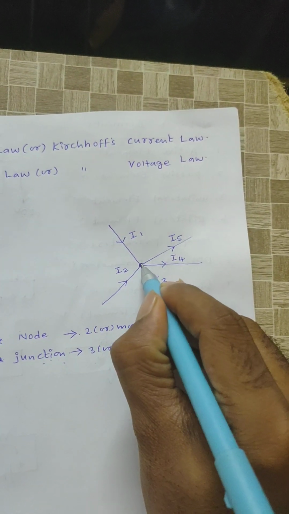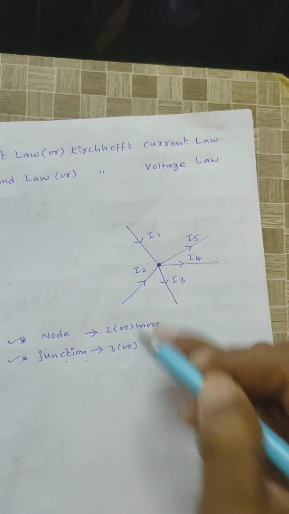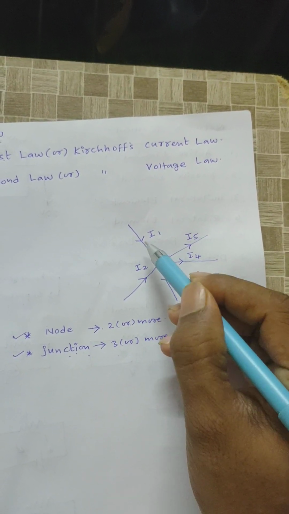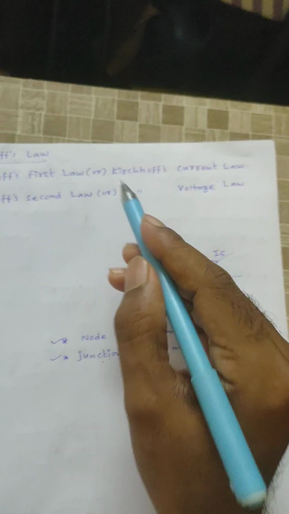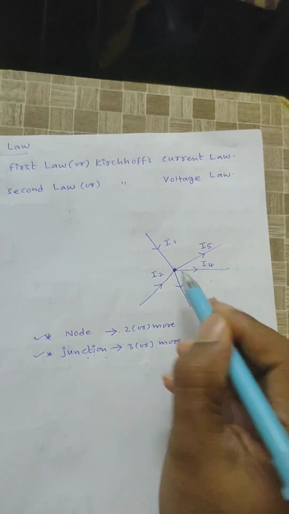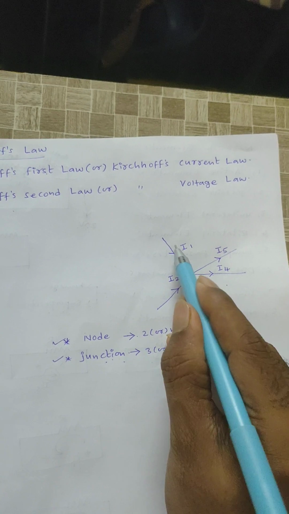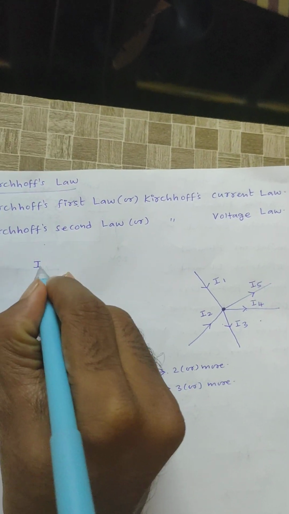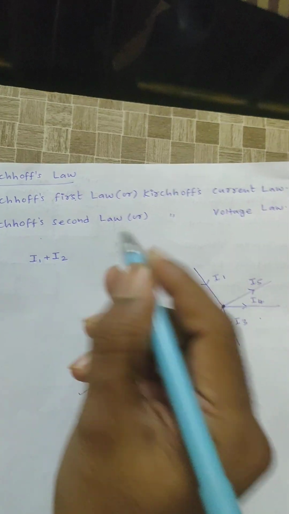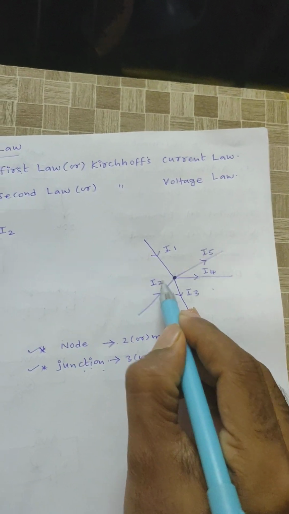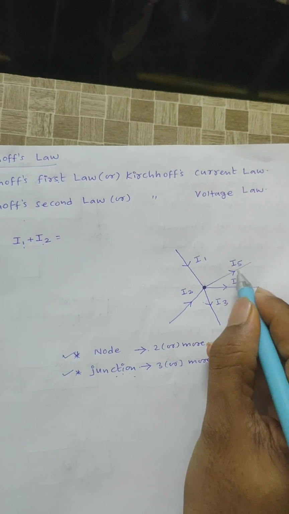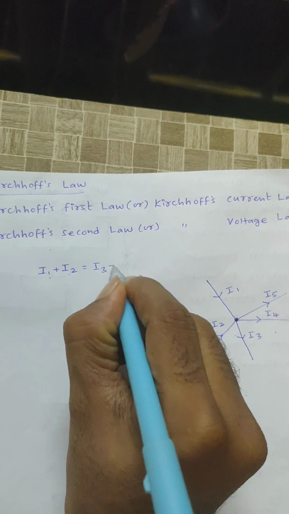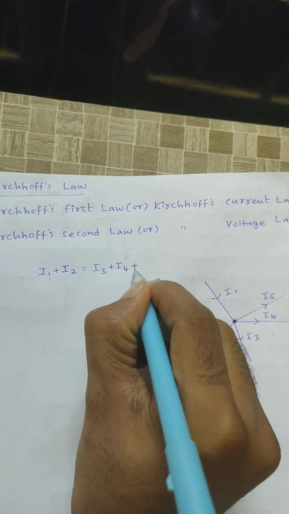Now see here, it is a junction, right? This junction has five different currents. I1 and I2 are the incoming currents, and I3, I4, I5 are the outgoing currents. Kirchhoff's first law states that at a particular junction the sum of incoming currents is equal to the sum of outgoing currents. So I1 plus I2 is equal to I3 plus I4 plus I5. That is the statement of KCL.